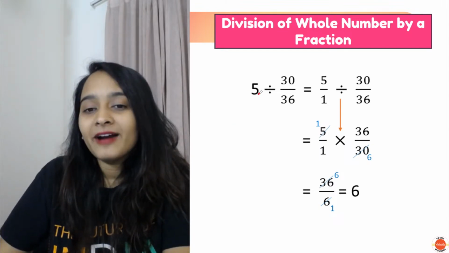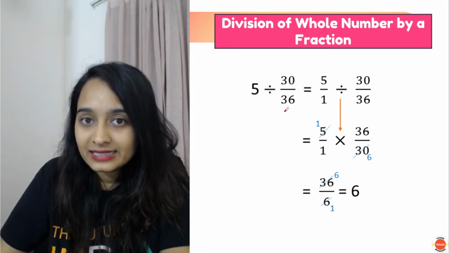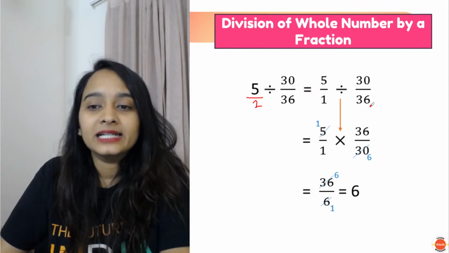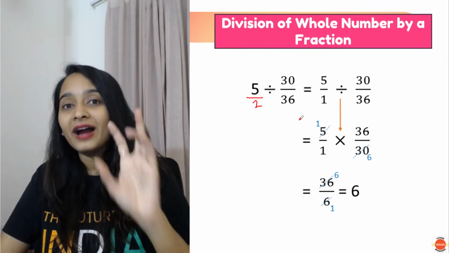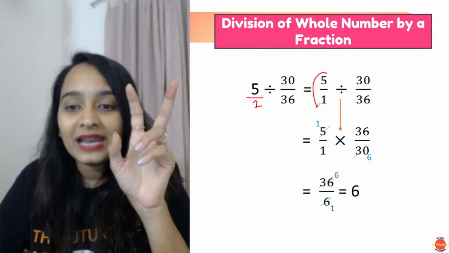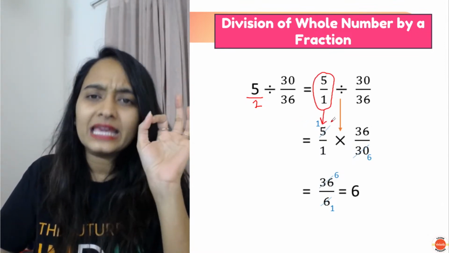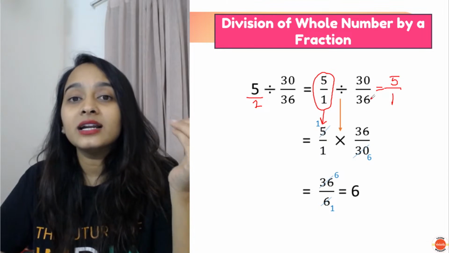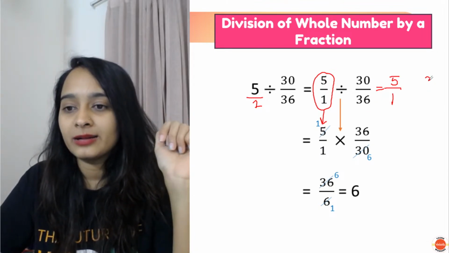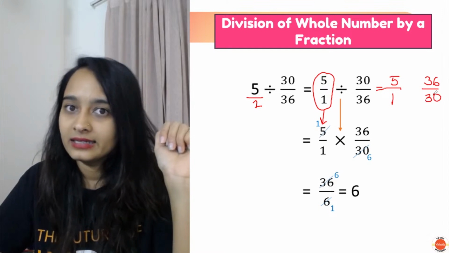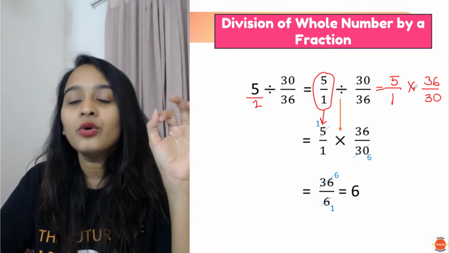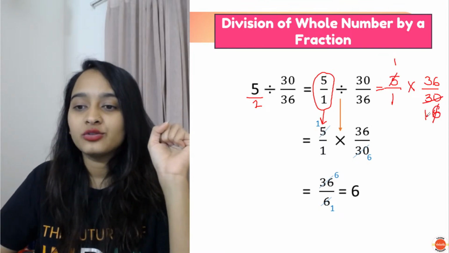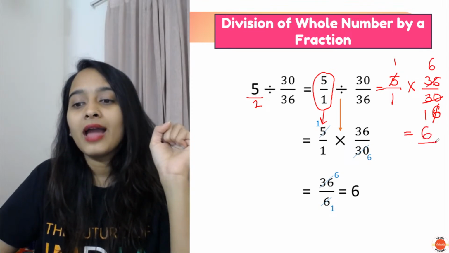Why? So I am dividing 5 divided by 30 by 36, right? So 5 we can write as 5 by 1, divided by 30 by 36. Now when you are dividing two fractions, this first fraction, write it as it is, don't disturb it. So 5 by 1. Now take the reciprocal of 30 by 36, it will become 36 by 30. Okay, and change your division sign to multiplication. 5 into 1, 5 into 6. 6 into 1, 6 into 6. There you go. Answer is 6.